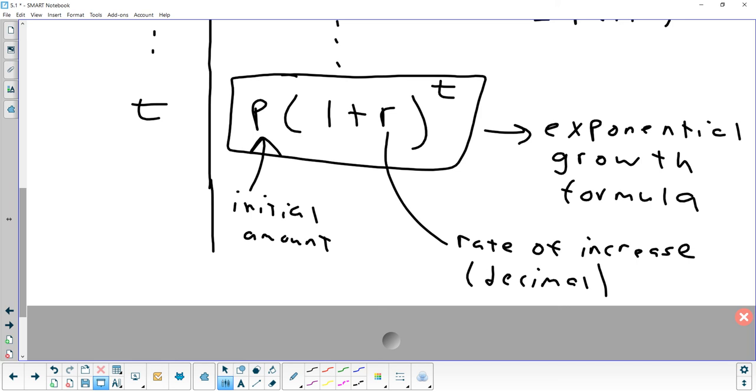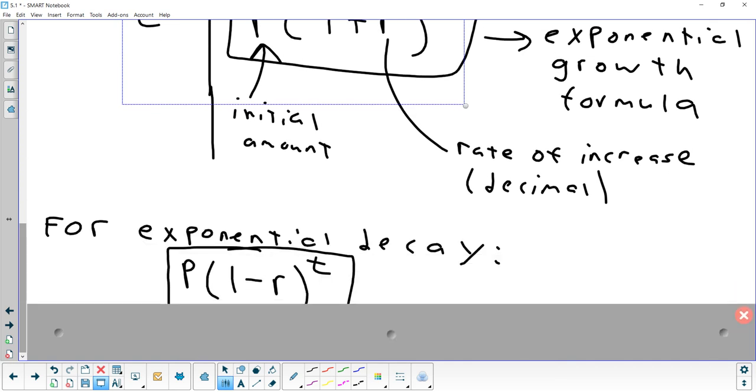So to figure out what the population would be for something that's exponentially growing, you need to know three things. What's the original amount you started with? Could be money, could be people, could be trees in a forest. You have to know the rate of increase, and we assume a constant rate, a rate that never changes. And you have to know how long it's going to do that increase for. Are we going to look at it over a year, 10 years, 30 years, 200 years? And that's called the exponential growth formula.